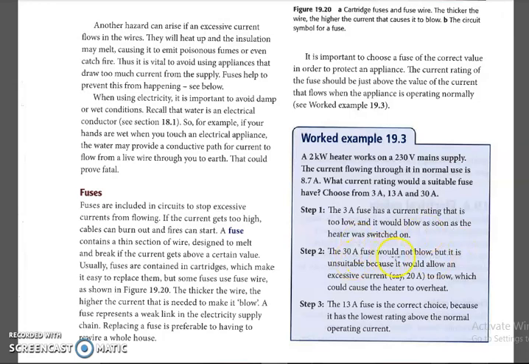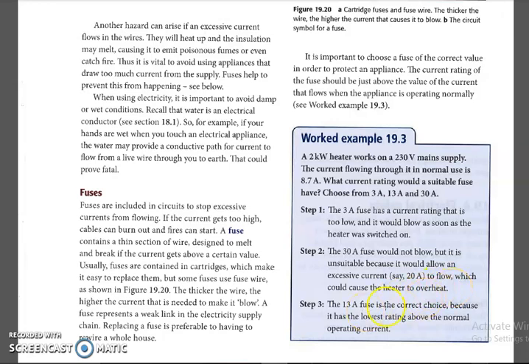A 30 ampere fuse would not blow, but it is unsuitable because it would allow an excessive current. Our current is 8.7, but it will allow up to 30 ampere, say even 20 ampere, to flow, which could cause the heater to overheat.